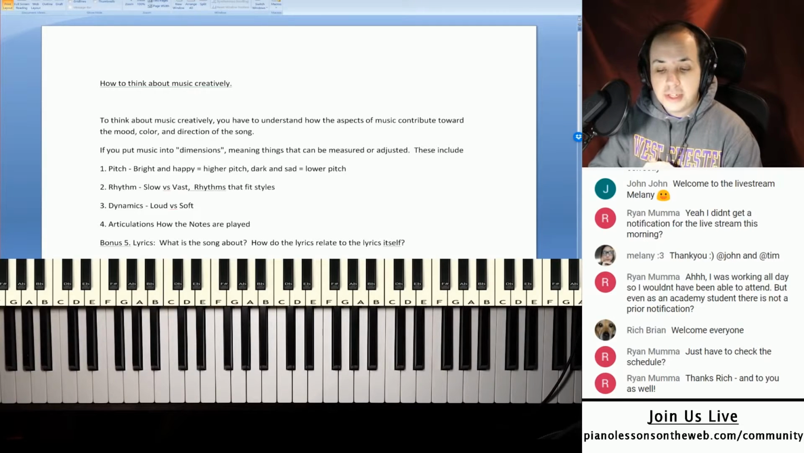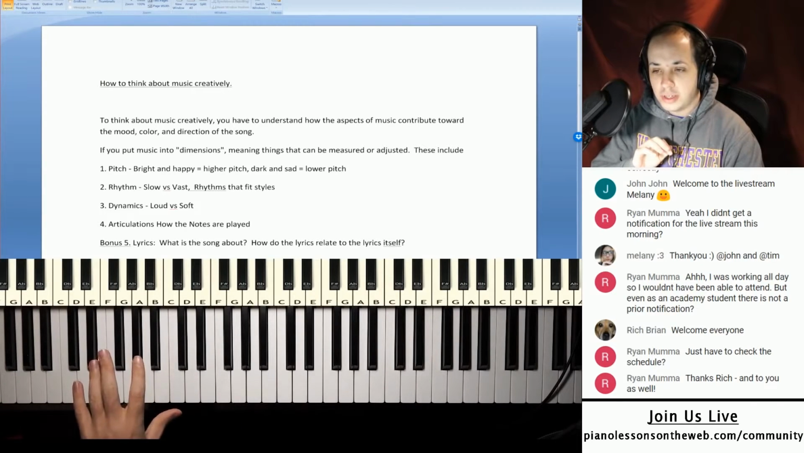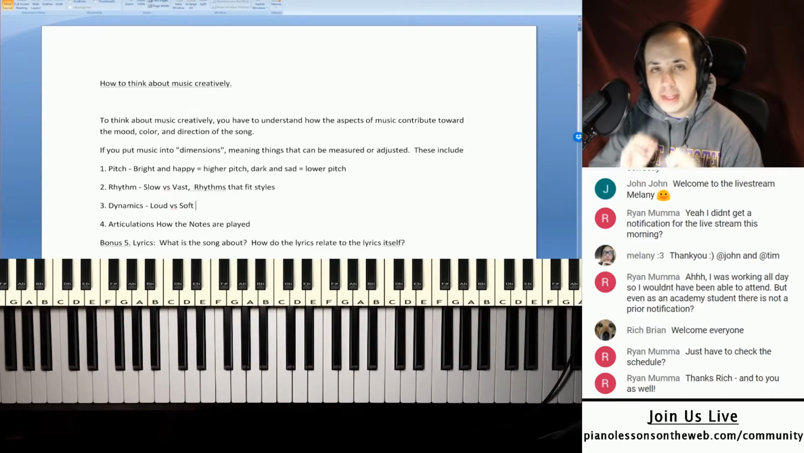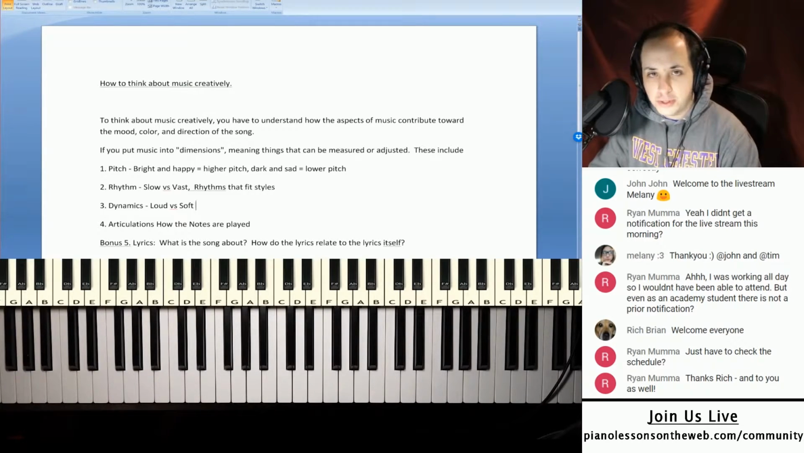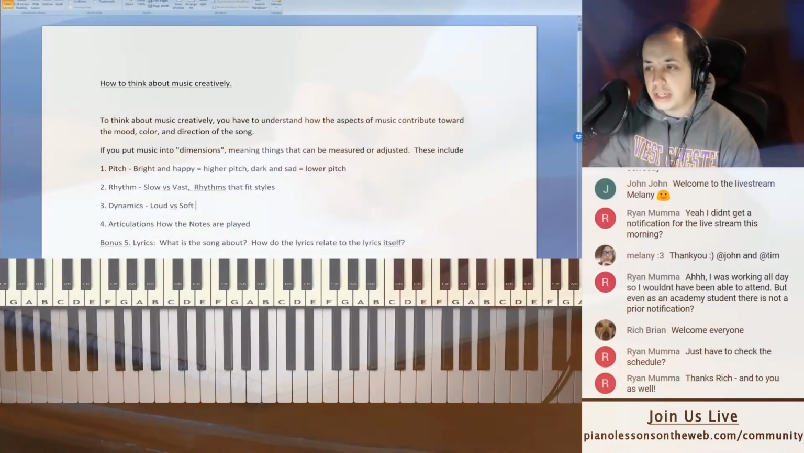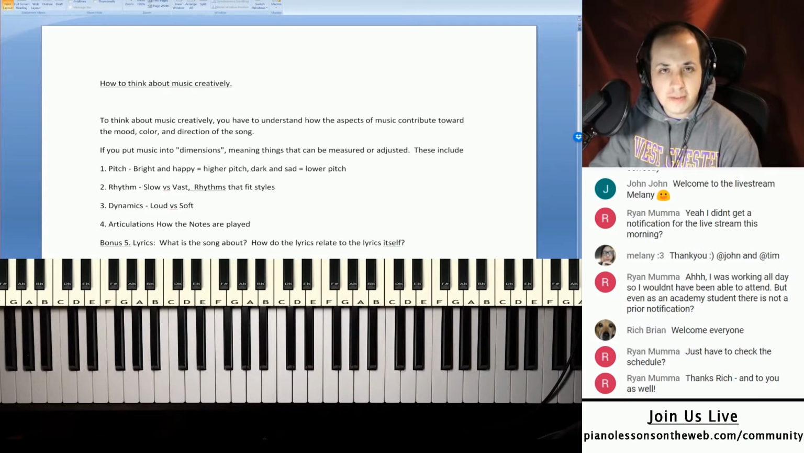So one thing to think about is that when you're thinking about music more creatively, you should think about it not in terms of a standard chord progression or anything like that. You should be thinking about how the notes, the pattern of notes, how the notes flow, how these things contribute towards the overall mood or the direction of the song. When a lot of songwriters or composers write a song, they have more of an idea, a feeling, something they want to convey, and then they put that into musical terms.